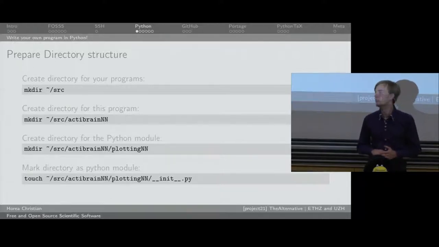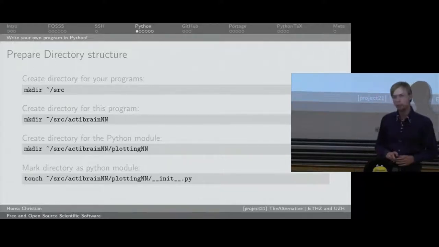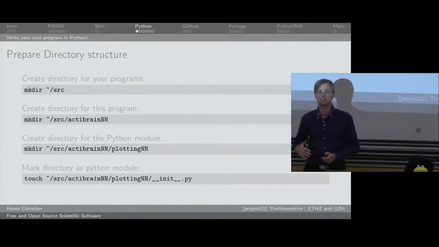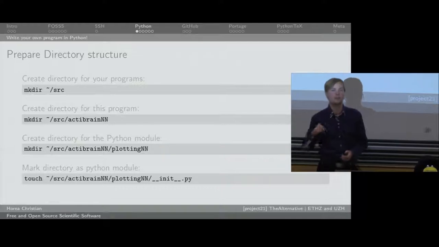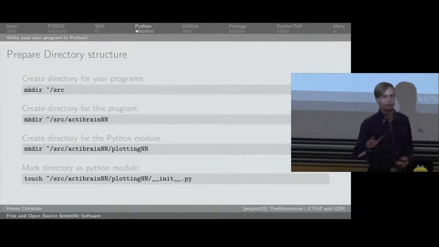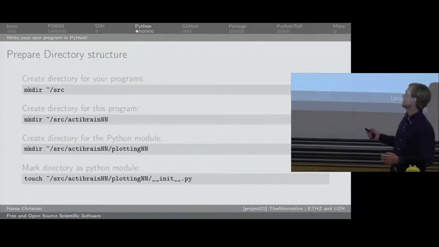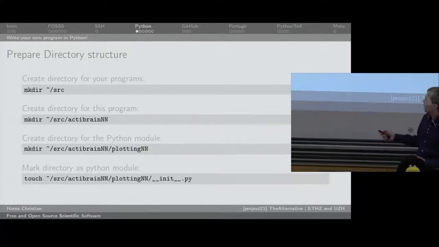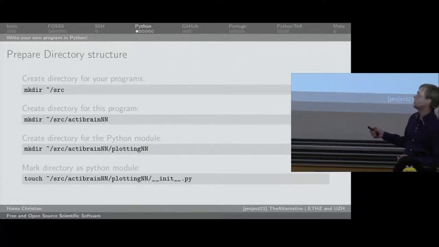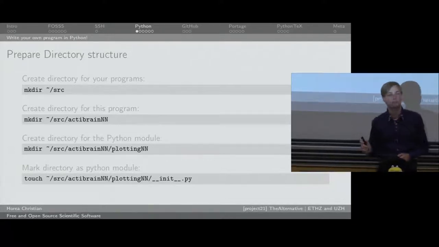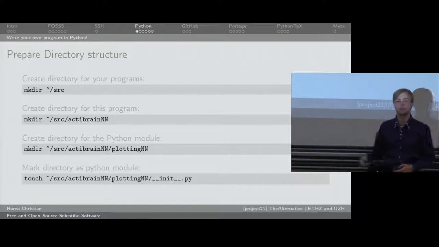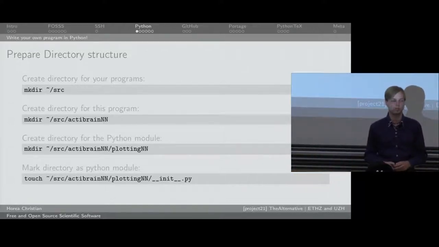After you do that, for Python to be able to recognize that the directory is indeed meant to be a module, it needs to find a file inside the directory. That file can be empty. It's important that it has this name. So after you got here, you should create a file inside this path, which is called underscore underscore init underscore underscore dot py. And you create that file via the command touch. It just touches the file, and it leaves an empty file as a trace behind.